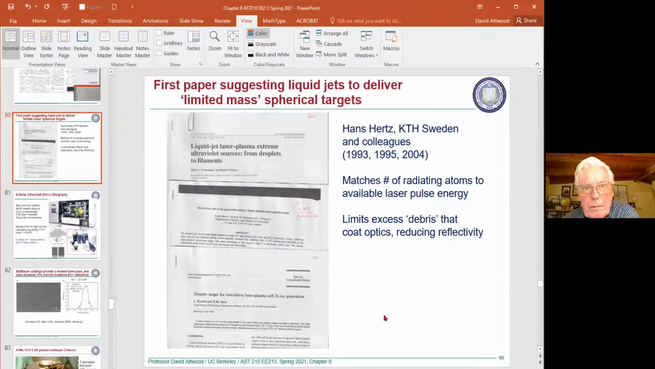So some others, truly many people contributed, but some of the interesting ones was Hans Hertz, a professor at KTH in Stockholm, and he started a company on EUV lithography. He knew about liquid jets and he knew about plasmas, and he was interested in X-ray microscopy, so he was using droplets for X-ray microscopy. But he saw that this would be a way to efficiently make the source without having excessive material, just little droplets.